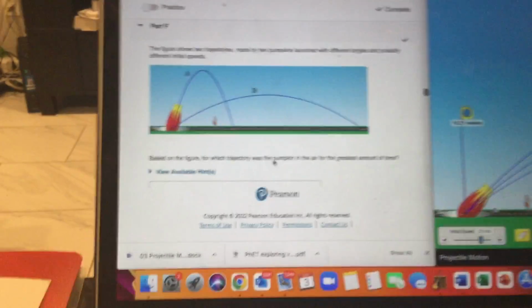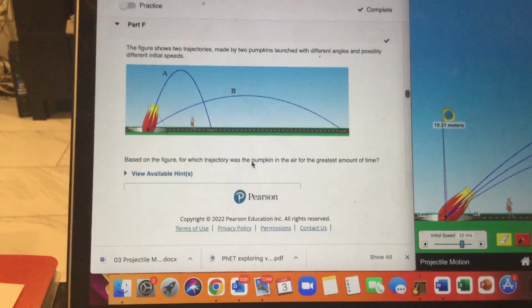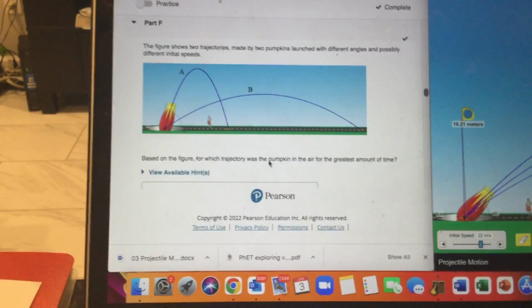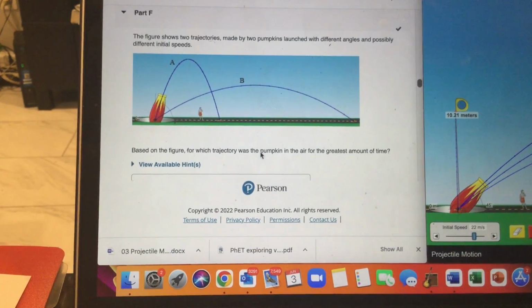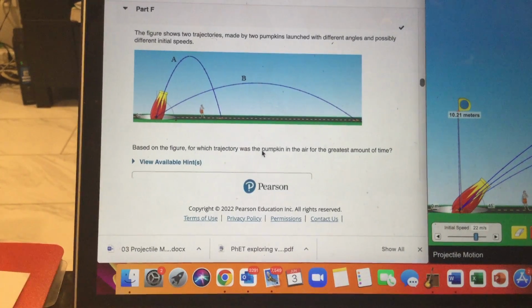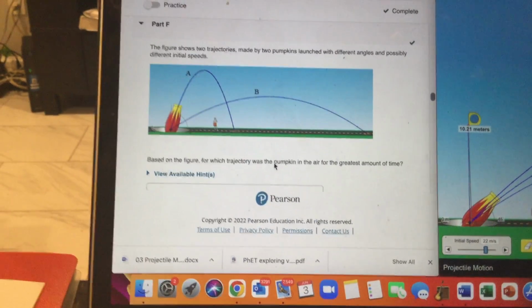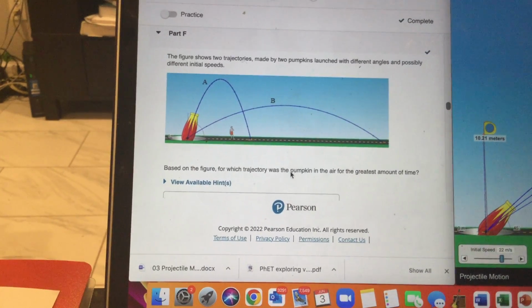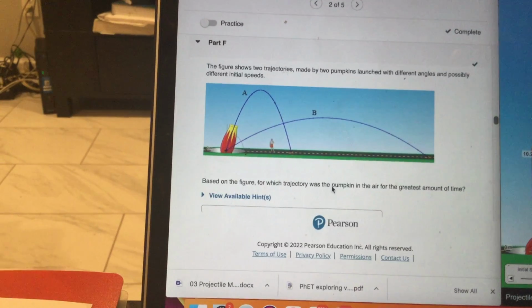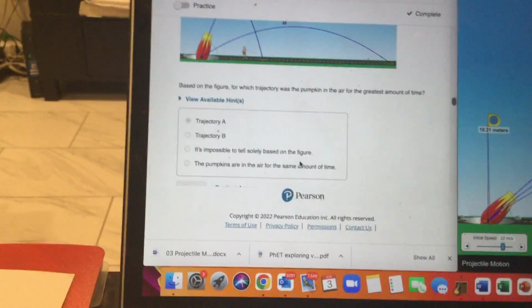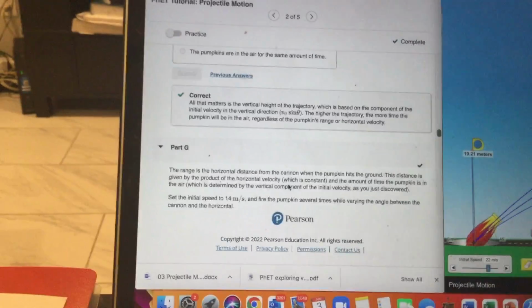The figure shows two trajectories made by two pumpkins launched with different angles and possibly different initial speeds. Based on the figure, for which trajectory was the pumpkin in the air for the greatest amount of time? Okay, so like we said, the time is only determined by the y component, and as we see, A has the greatest height compared to B, so A will be in the air longer. You see it's A. Now we'll go to part G.